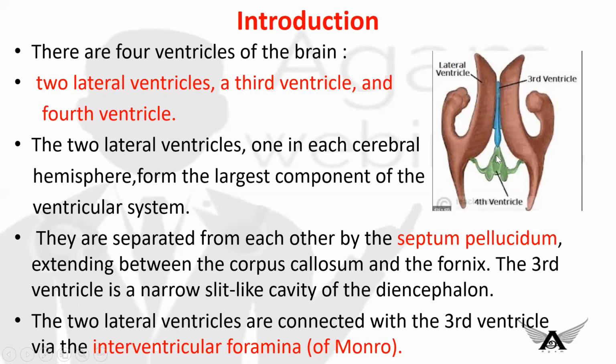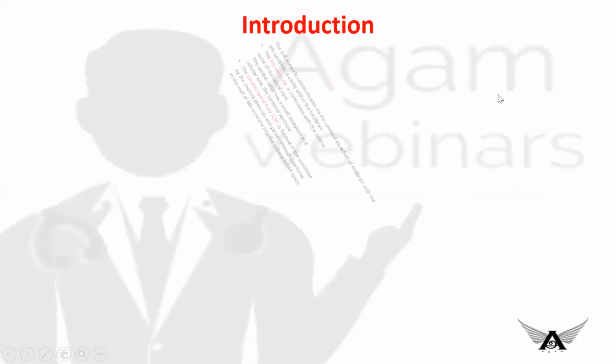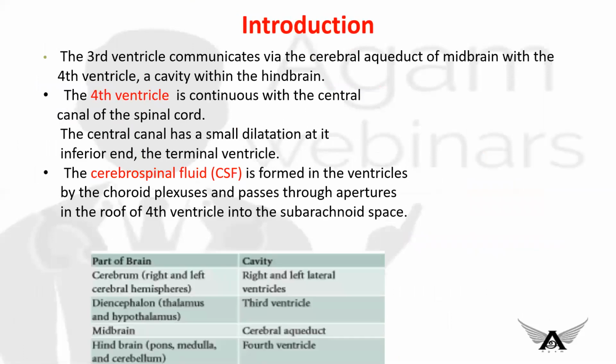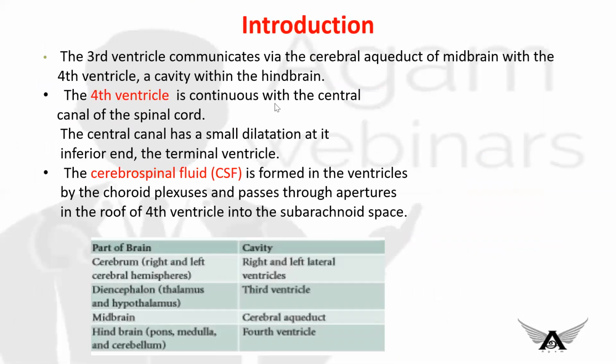The third ventricle and the fourth ventricle are connected by the cerebral aqueduct. The fourth ventricle is a cavity in the hindbrain. The aqueduct is located in the midbrain. The third ventricle is a narrow slit-like cavity of the diencephalon. So the third ventricle communicates via the cerebral aqueduct of midbrain with the fourth ventricle, a cavity in the hindbrain.